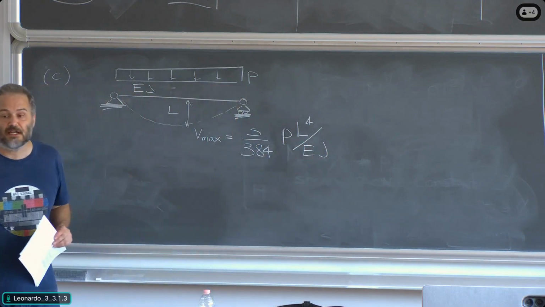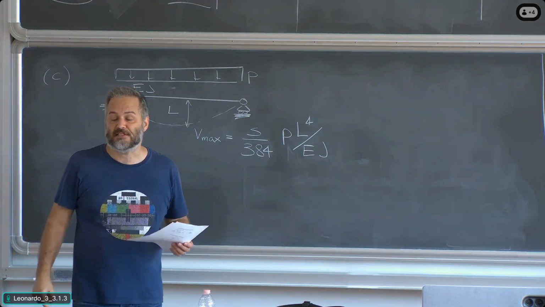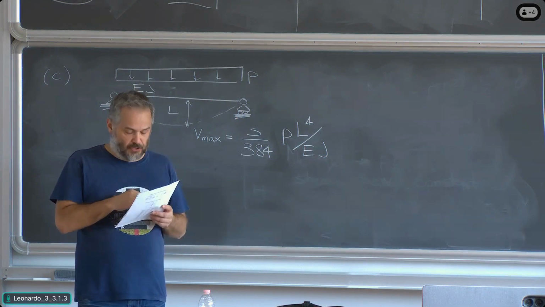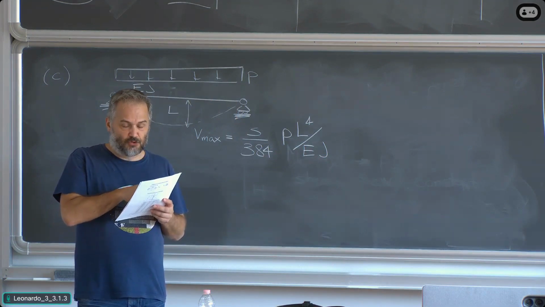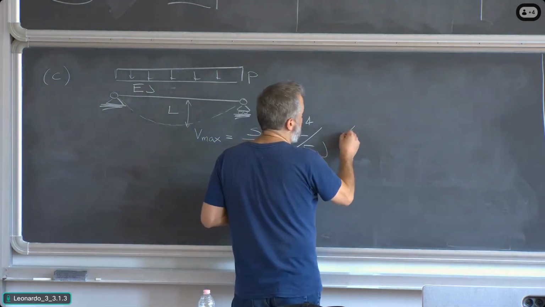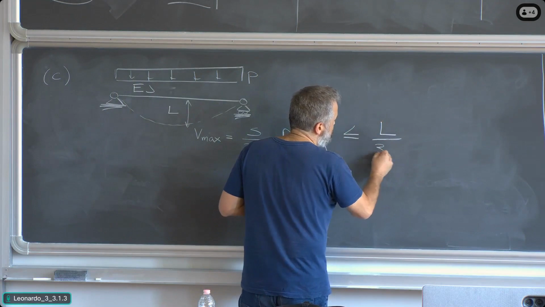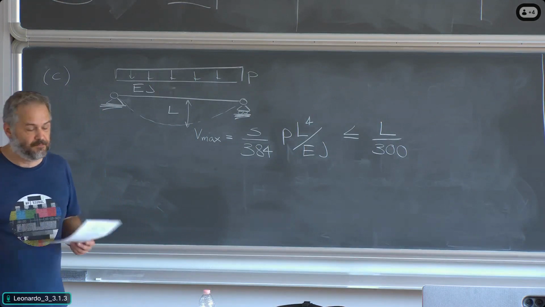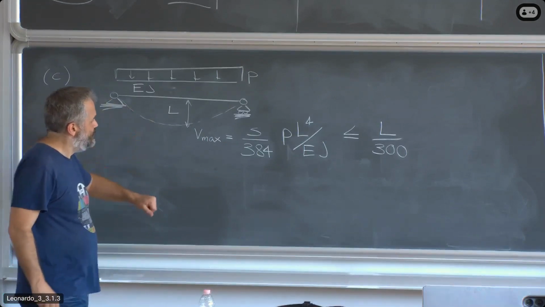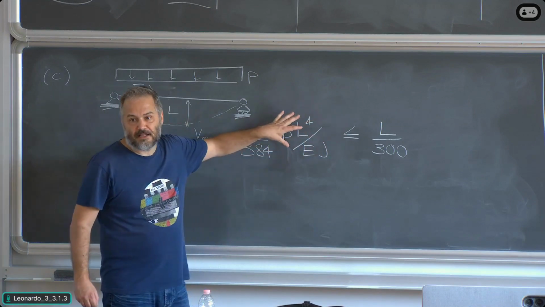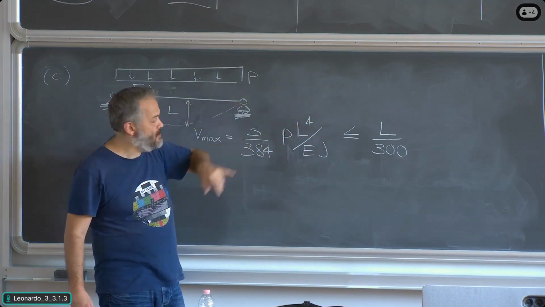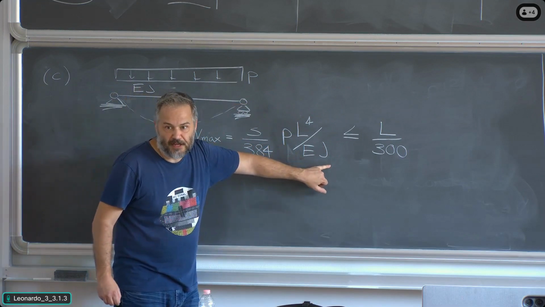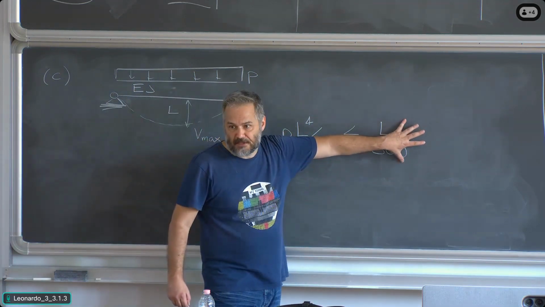Now this number, which clearly depends on the numeric values which were assigned, has to be worked out, and it has to be lower than L divided by 300. This is a typical displacement limitation which is provided in structures. Now, this first part depends on load applied, span of the beam, modulus of elasticity, and second order moment of area. This is a requirement, okay?